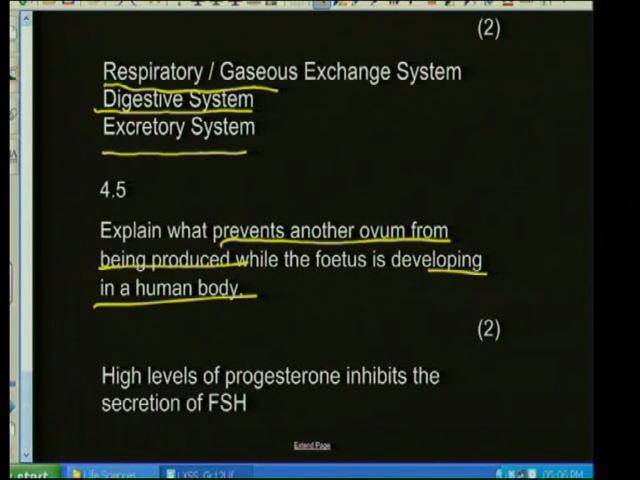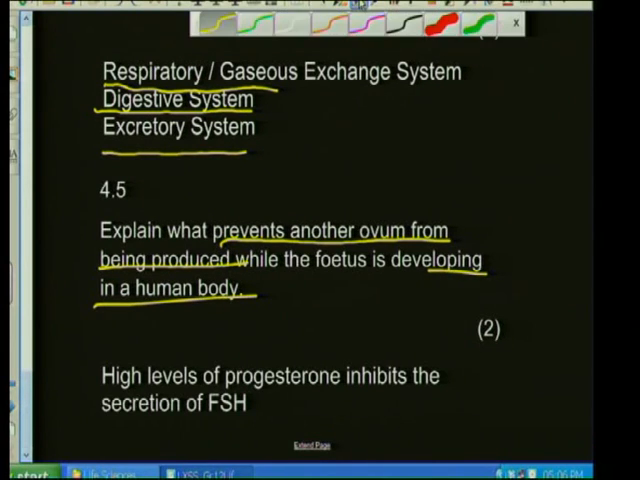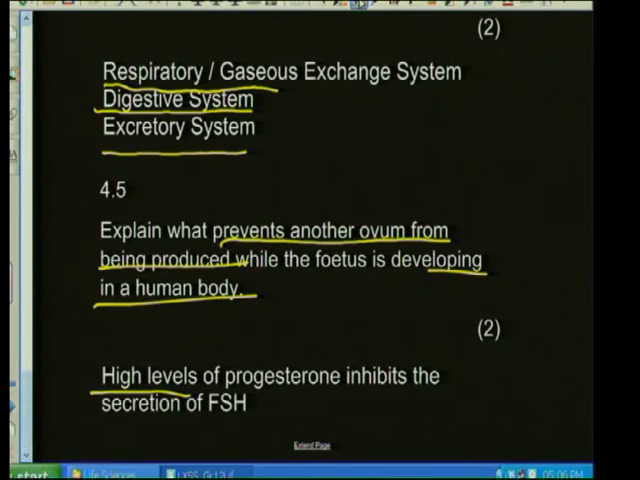And that is the high levels of progesterone. You can't talk about progesterone on its own. You must talk about high levels of progesterone. Progesterone is there all the time. It's either higher or lower. When it's higher, it suppresses FSH. It inhibits the secretion of FSH. So what is FSH? Follicle stimulating hormone. It will stimulate the follicles. So if there's a suppression of the FSH, then the follicles will not be developed.